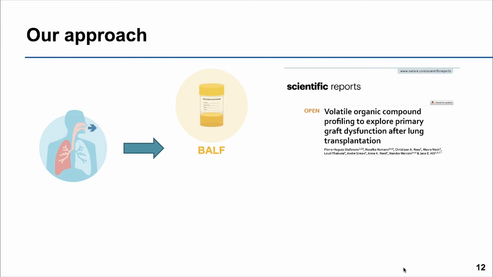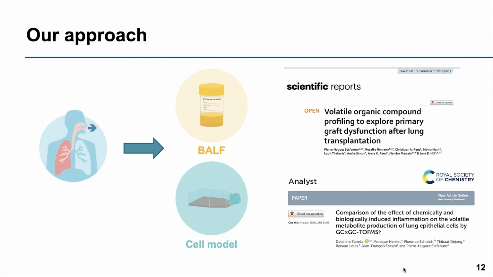So our approach is to use ex vivo samples directly, like we did with the group of Jane Hill, now at UBC, but at that time at Dartmouth College, where we studied the bronchoalveolar lavage from transplant patients. But we also have in vitro models where we really try to simulate what's happening in the lung in vitro using lung epithelial cells.